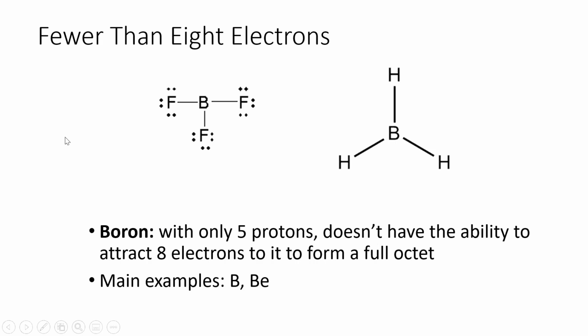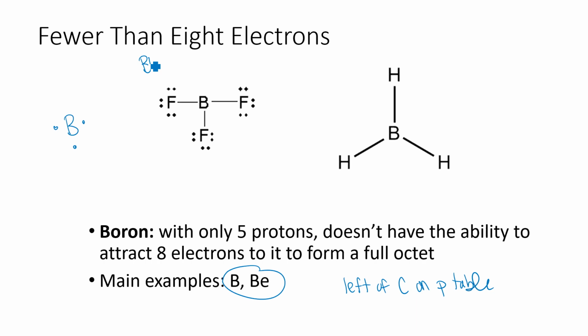Another possibility is that some molecules will form where one of the atoms will end up with fewer than 8 electrons. And this mainly happens with boron and beryllium. It happens with atoms that are to the left of carbon on the periodic table. So we'll notice that boron starts out with 3 valence electrons, and it will end up just making 3 bonds. So when you have boron trifluoride, the structure looks like this right here.